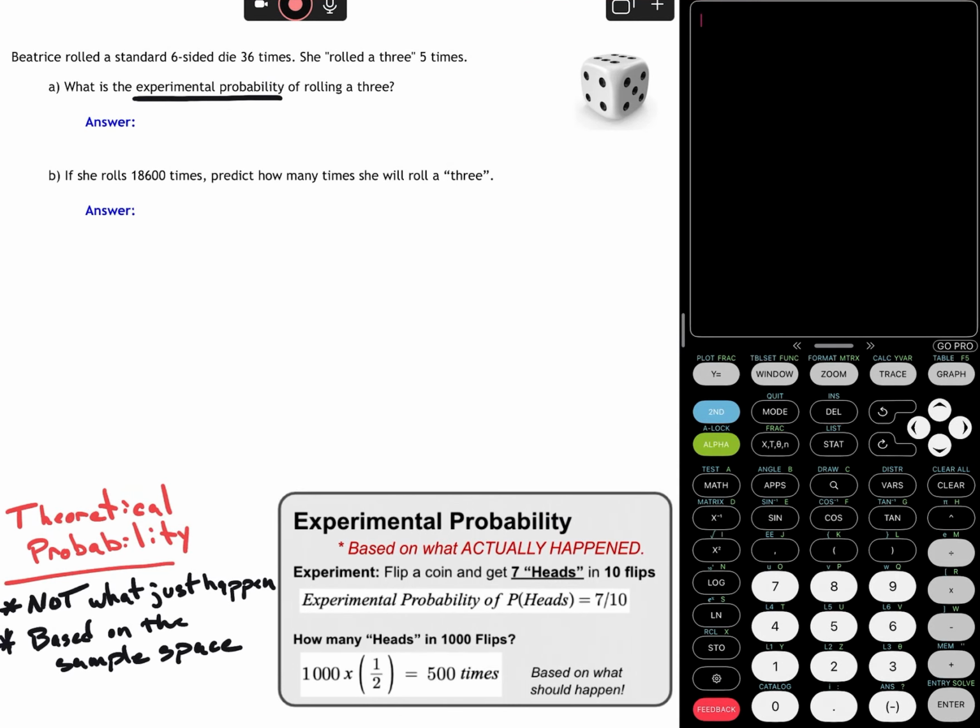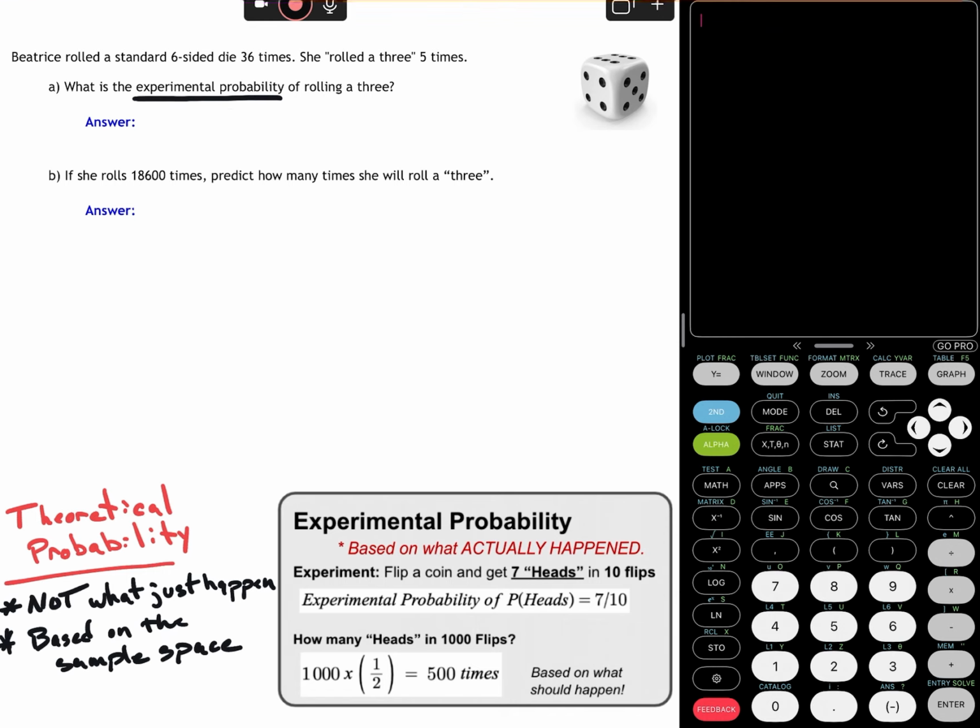All right, this question is asking us about experimental probability for a single experiment. And so what we have here is just one die that's being rolled, and you have an experimental probability question as something that has just happened, or Beatrice has just rolled this die 36 times. Remember, experimental probability, as in the notes down here, is based on what actually happened. So what just happened in the experiments, whether it's 1 time, 36 times, or 3,000 times, the experimental probability is what just happened.